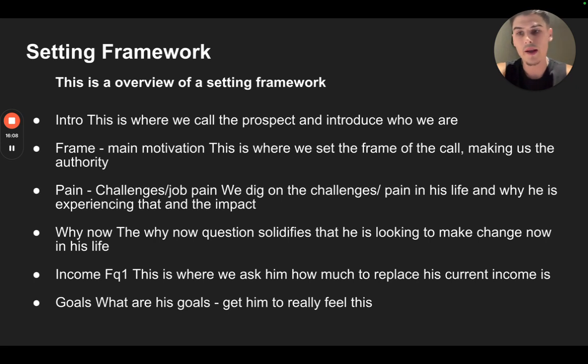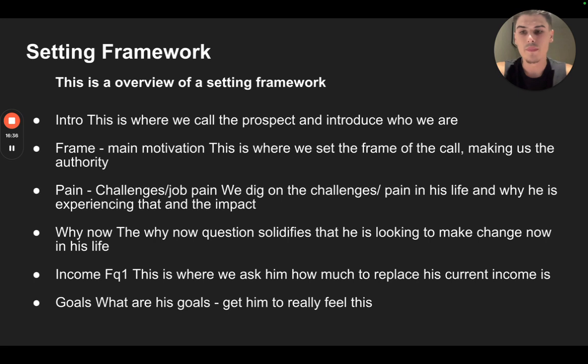Then we hit them with the why now. Once we've got full clarity around their situation in this section and their problem and what we can actually help them solve, and it must make logical sense, we then move to a why now, which is like, you've been in this job for X amount of time. What was that moment that made you say enough is enough? And then they'll answer that and tell you why they really want to do this now. The why now question solidifies that he's looking to make a change now in his life.